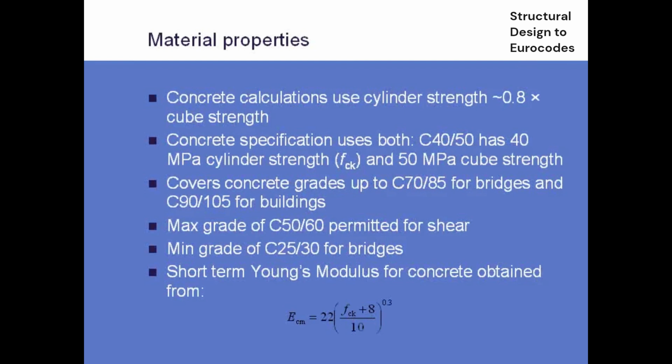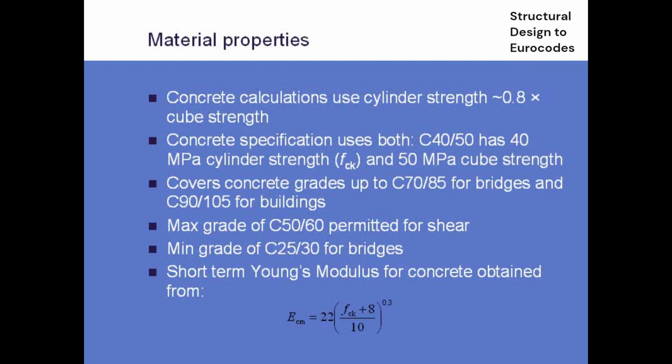In terms of material properties, for those of you completely new to Eurocodes, the first most important thing to notice with Eurocode 2 is that all the calculations are done with cylinder strength and not cube strength. Since cylinder strength is approximately 80% of cube strength, that's a serious mistake if you start using cubes instead of cylinders. Having said that, we still specify concrete the same way as we do now in terms of both cylinder and cube strength. So a C40-50 concrete still means that it has a 40 MPa cylinder strength and a 50 MPa cube strength. And the method of actually testing the concrete is up to you or the contractor, whether you use a cylinder or a cube.